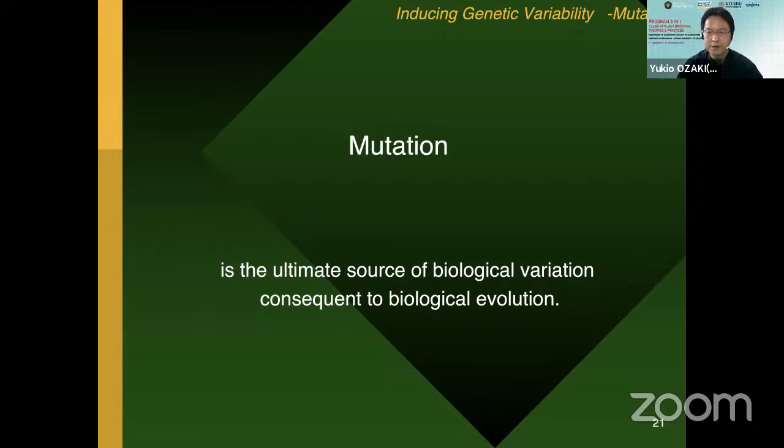Mutation is the ultimate source of biological variation. Mutations are important in biological evolution as source of heritable variation. They arise spontaneously in nature as a result of errors in cellular processes, such as DNA replication or duplication, and by chromosomal aberrations.